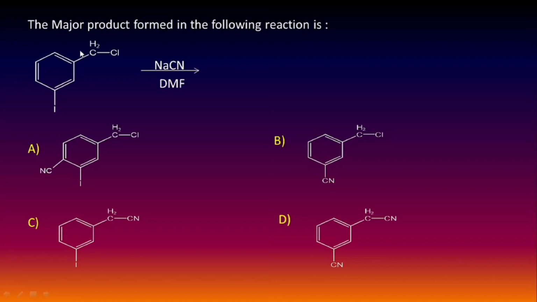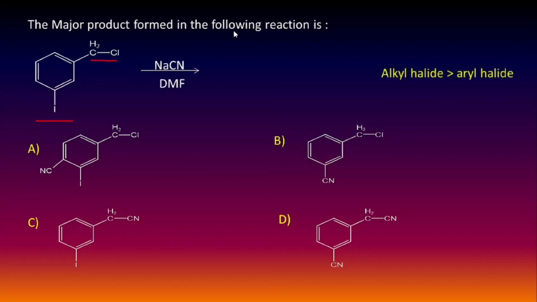First of all, you have been given this question. The major product formed in the following reaction is... Here you have been given a compound. The reagent is NaCN, sodium cyanide, and DMF is the solvent. But what is the product, or what is the answer in this question? Here you can see that this is a haloalkane and also a haloarene. How? You can see here simply: this is the alkyl halide and this portion is the haloarene. So remember one thing, that alkyl halide will be more reactive than the haloarene.